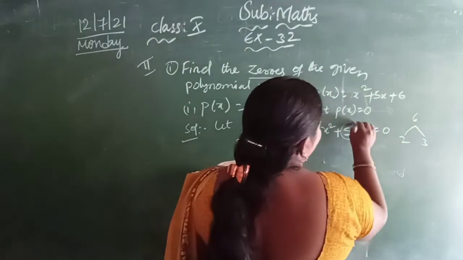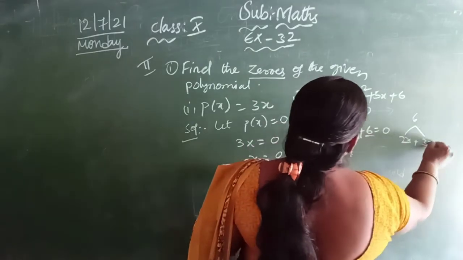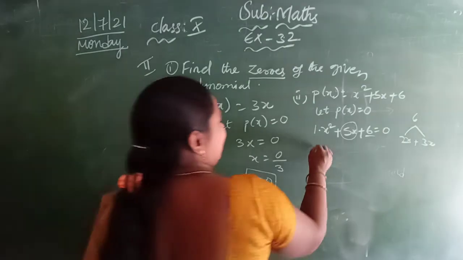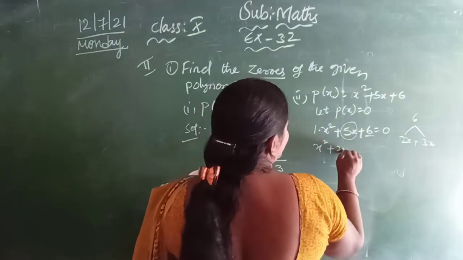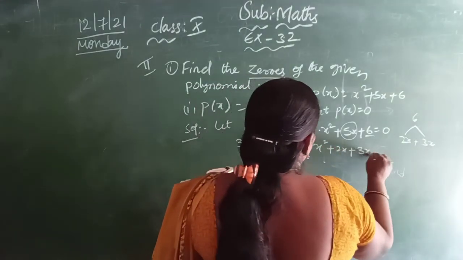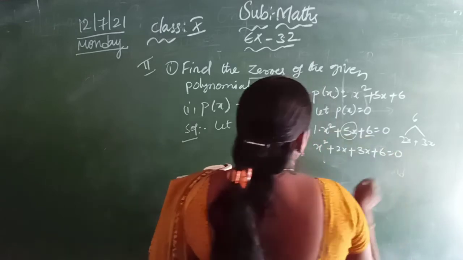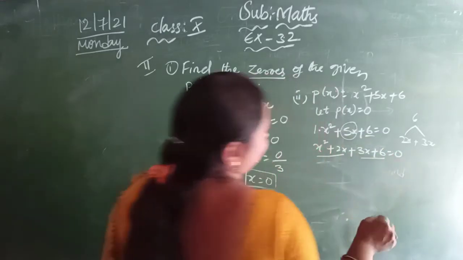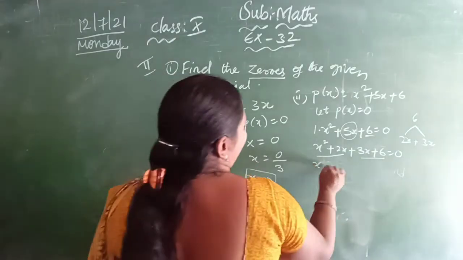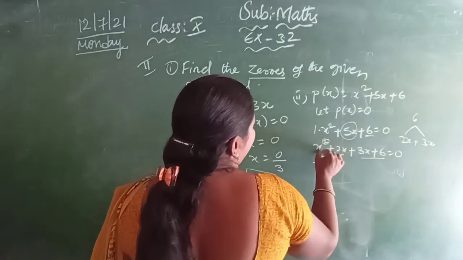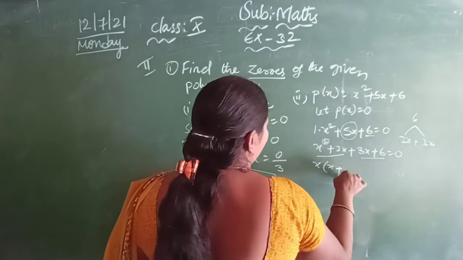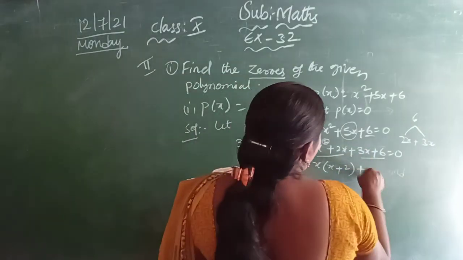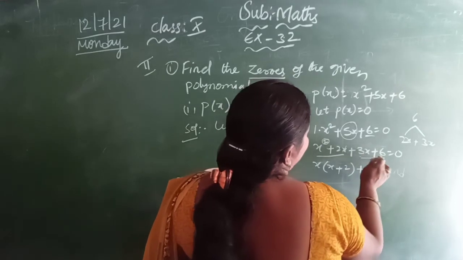So this 5x I can write as 2x plus 3x. So x square plus 2x plus 3x plus 6 is equal to 0. The first two terms form one group, the next two terms another group. x is common here. In 2x, taking x outside leaves 2, and in x square, taking x out leaves x. So we are left with x plus 2.